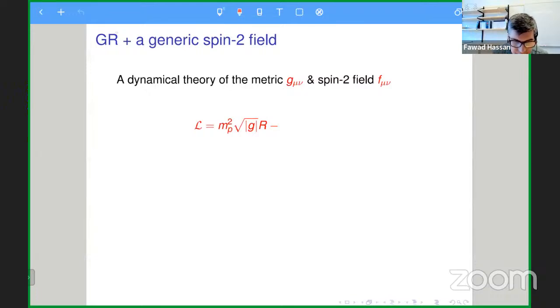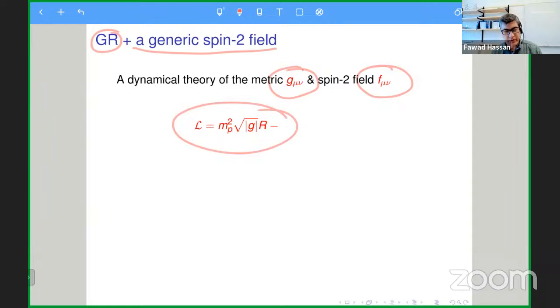So we want to write down a theory of general relativity plus one spin 2 field. And we want to look at a generic such theory. We will start from a formulation where we have a spin 2 field, which we call G mu nu. That's the supposedly gravitational metric. And we have another spin 2 field, which we call F mu nu. And this is our extra spin 2 field that we want to couple to gravity. So we start from a Lagrangian, which first of all has an Einstein-Hilbert term for G mu nu. That's our gravity theory. And we want to write an interaction.